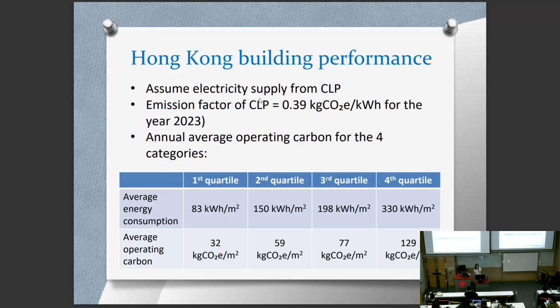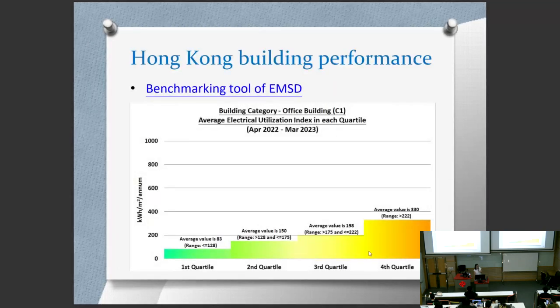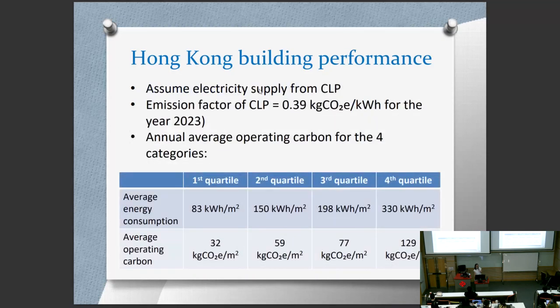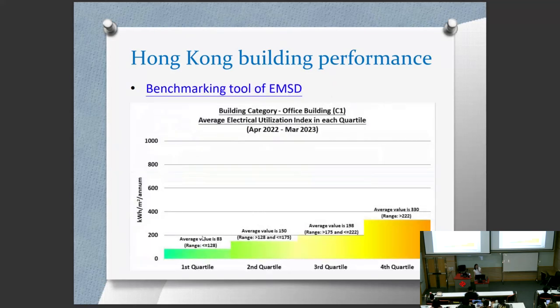So if we assume this electricity consumption, kilowatt hour electricity consumption, is based on the supply from the CLP, and according to the year 2023, the emission factor of CLP is 0.39 kg carbon dioxide equivalent per kilowatt hour. Then we can convert these average values into carbon dioxide emissions.